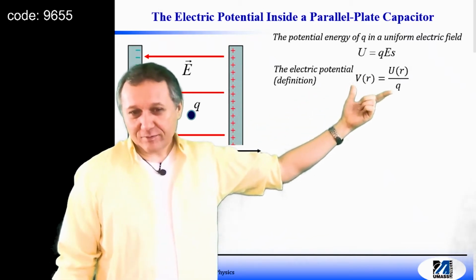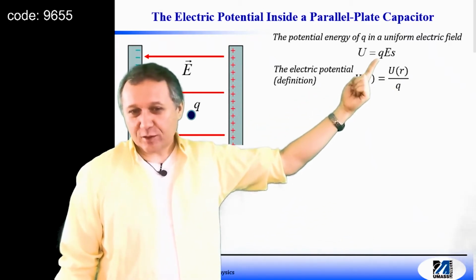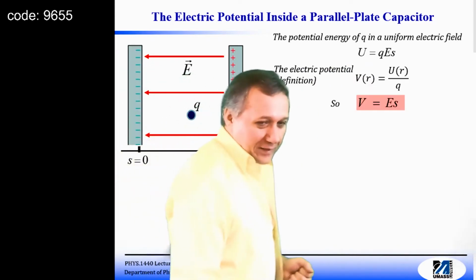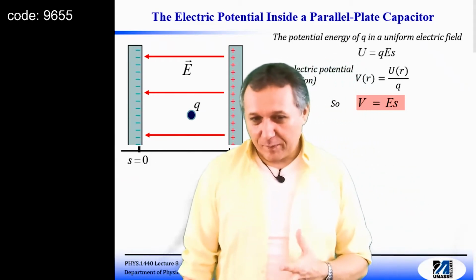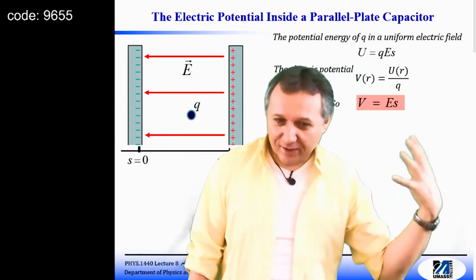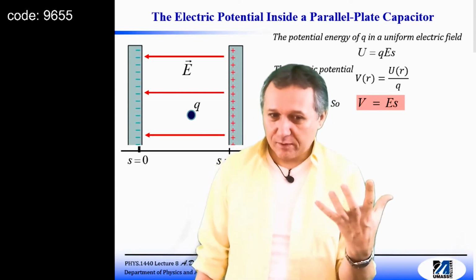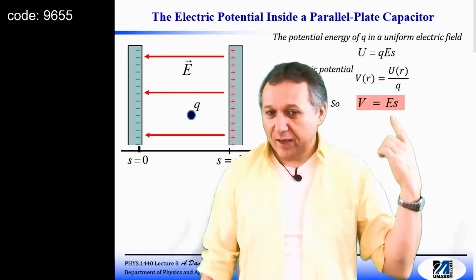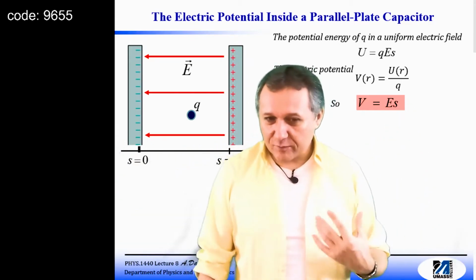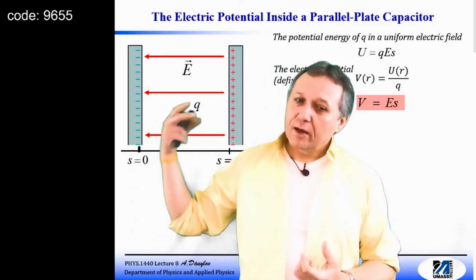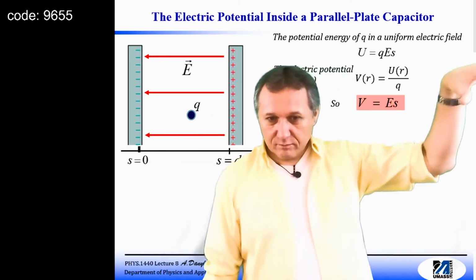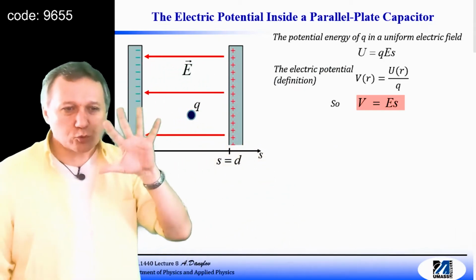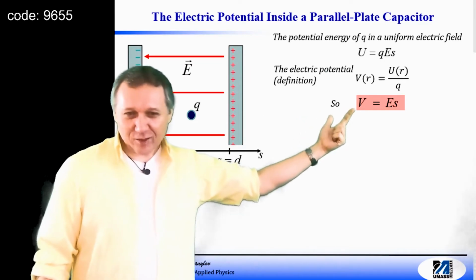Okay, so now what do we have to do in order to introduce the electric potential? Here's the definition: V equals U over Q. Basically, you just need to remove the Q. As a result, that's the formula for the electric potential inside of a parallel plate capacitor: electric field, which is constant, you remember? The electric field inside of a parallel plate capacitor is constant, times S. S is basically your variable distance from the negative electrode. So as a result, this function is linear. So we have a linear dependence of the electric potential.